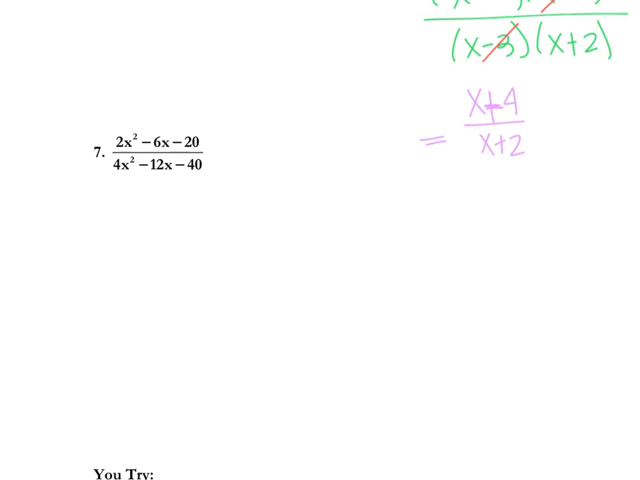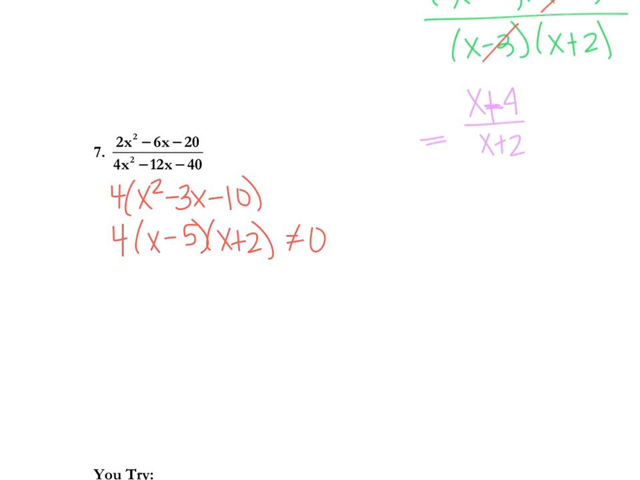All right. So let's go ahead and factor the denominator, figure out the domain restrictions. So I'm going to take out a 4. X squared minus 3x minus 10. We don't have to worry about the 4 because it doesn't have a variable with it. So x cannot equal -2 and 5. So my domain is going to be -infinity to -2, -2 to 5, and 5 to infinity.